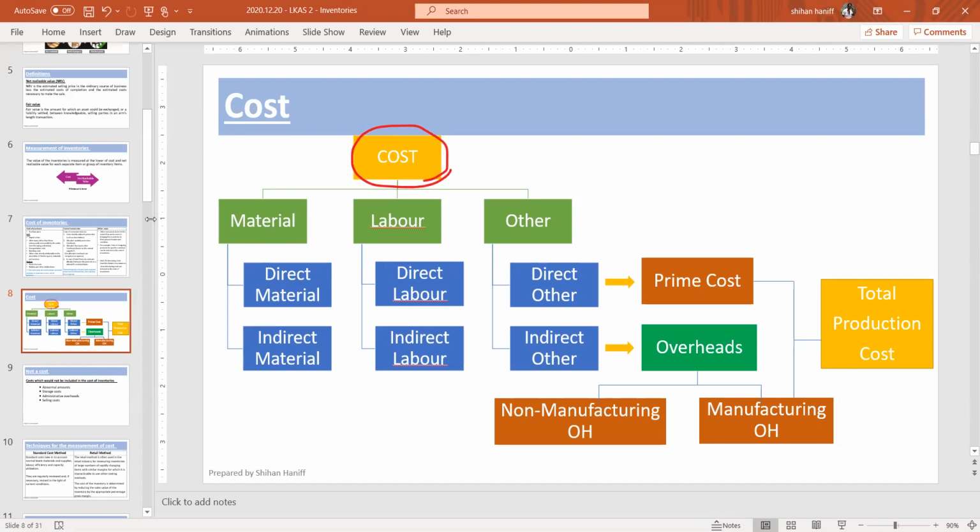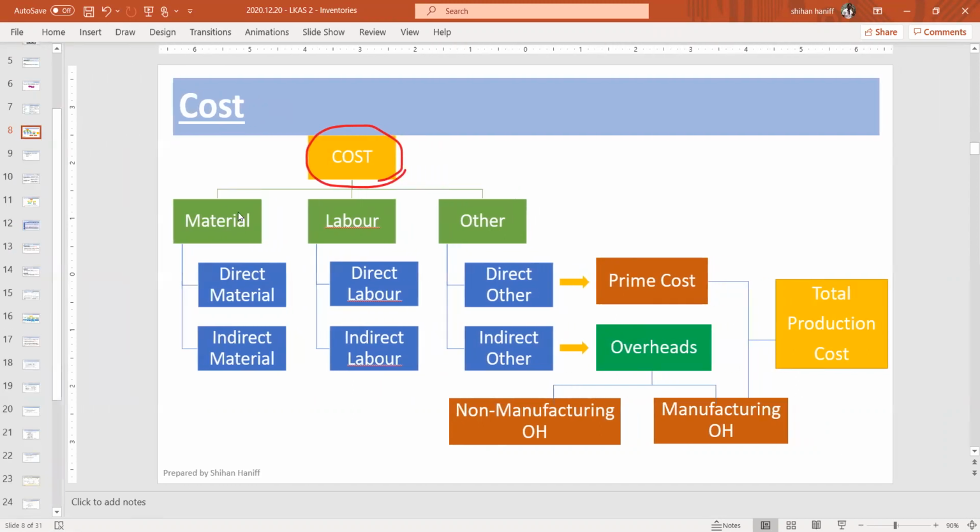Cost is the amount that we spend for a production. Based on different categories, we can divide the cost into material, labor, and other expenses.